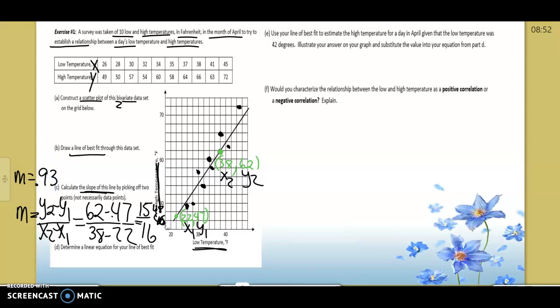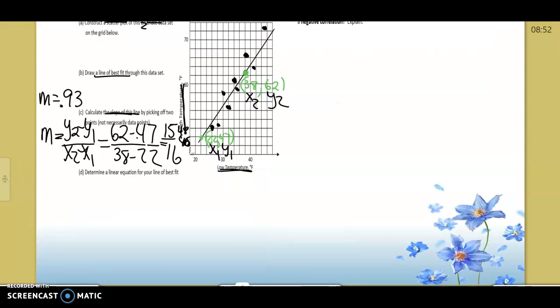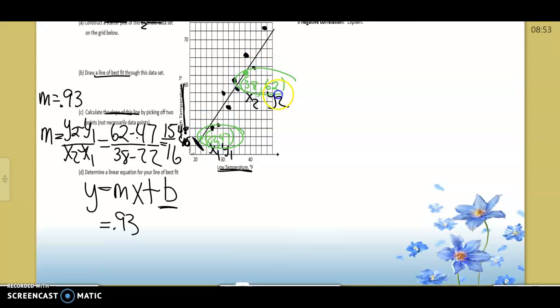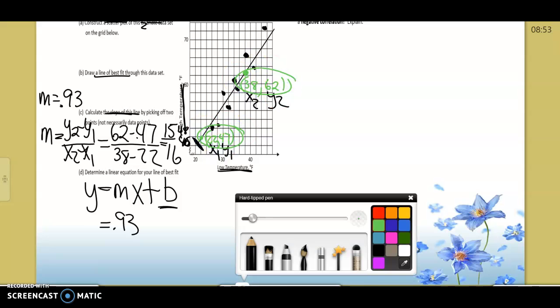Now we want to determine the linear equation for our line of best fit. Well, we know that the equation of a line is y equals mx plus b. And in order to find out the y-intercept, which I can't get because my line of best fit ended right here, I'd have to substitute numbers in for y, m, and x. Well, I just found out what m is. It's 0.93. What about y and x? Well, I actually got 2 of those points, right? I could use either this one here or this one here. I like to use smaller numbers rather than large numbers.